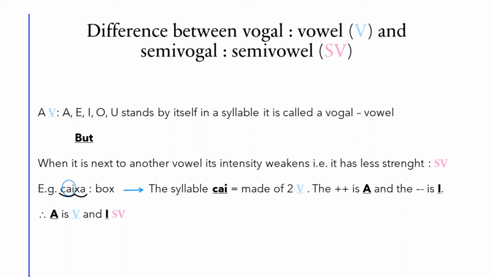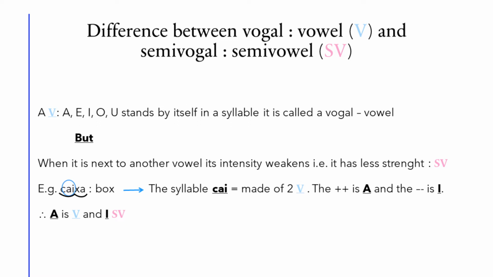Let's have a look at the following examples. Caixa, caixa, box. The syllable cai is made of two vowels. The strongest is a and the weakest is I. Therefore, a is the vowel and I is the semivowel. Makes sense, right? We clearly hear how the sound strength moves from one vowel to another.